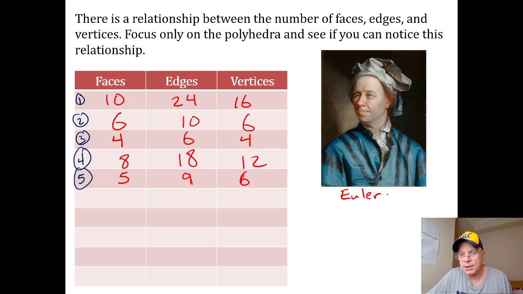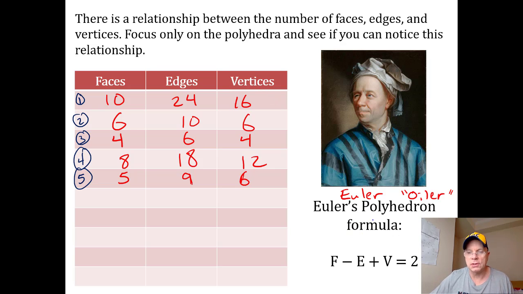It looks like it would be pronounced "Yoo-ler," but it's actually "Oiler," like oil, E-R. That's how you say his name. And he discovered a relationship between the faces and the edges and the vertices of any polyhedron. And I want you to pause if you want to see if you can find it yourself. Almost in every single class I'll have one student find it. If you have time, pause and see if you can find the relationship, and then hit play when you're ready to see the answer.